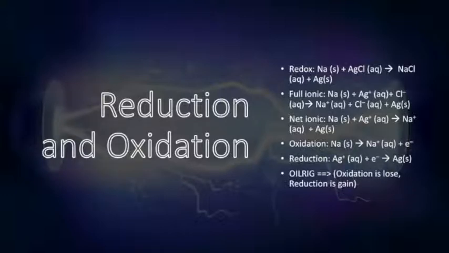The full ionic equation would be solid sodium plus aqueous silver ion plus aqueous chloride ion produces aqueous sodium ion plus aqueous chloride ion plus solid silver. And the net ionic equation would be solid sodium plus aqueous silver ion produces aqueous sodium ion plus solid silver. I'll explain how I derive these equations, but in the meanwhile, let's just continue.